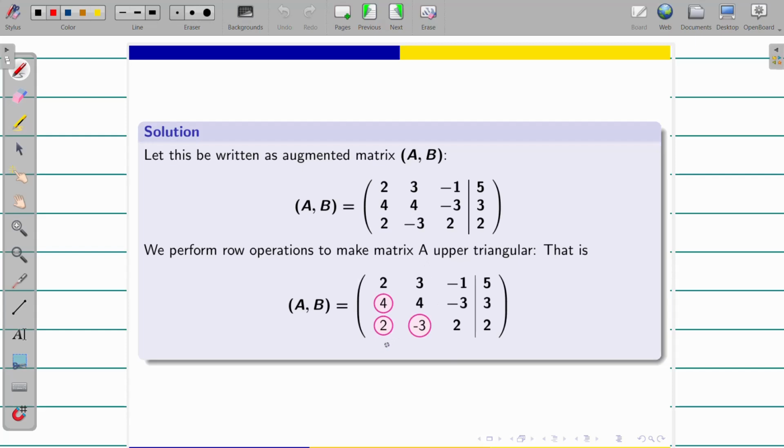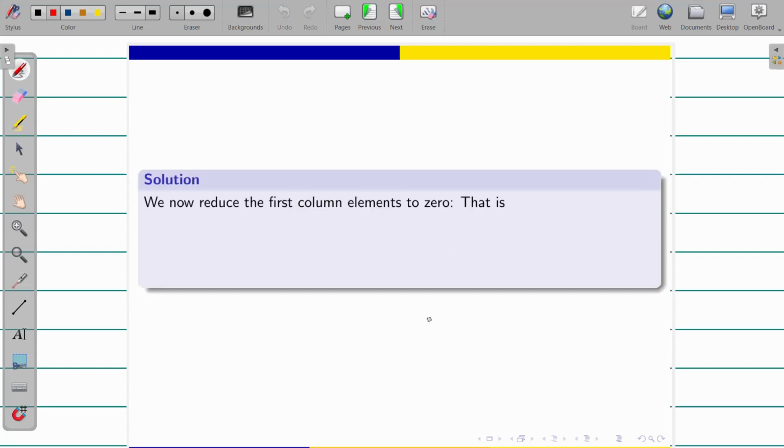So first reduce the first column elements in the first step, and the second column element in the second step. To reduce the first column elements, we have to use the first row, and to reduce the second column element to 0, we have to make use of the second row. This is what we have to do here. Clear? Right.